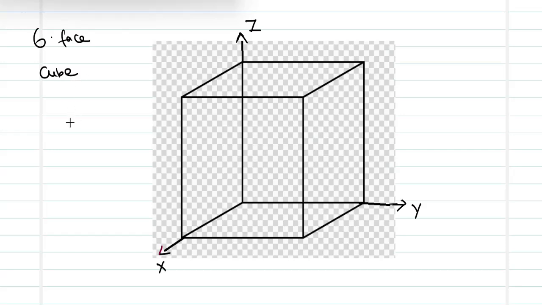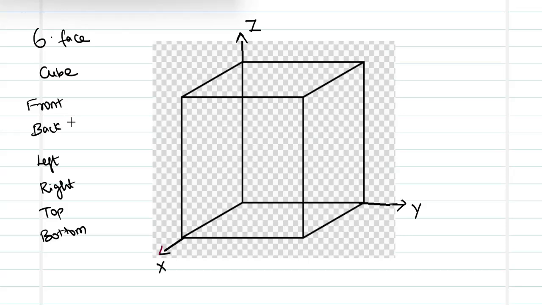Now when we see a cube in this way, we can name these faces as a front face, a back face, a left face, a right face, a top face and a bottom face. Now these are my 6 faces of the cube.